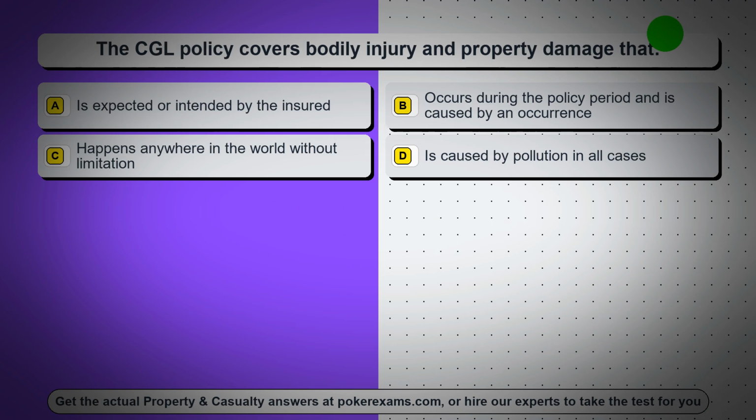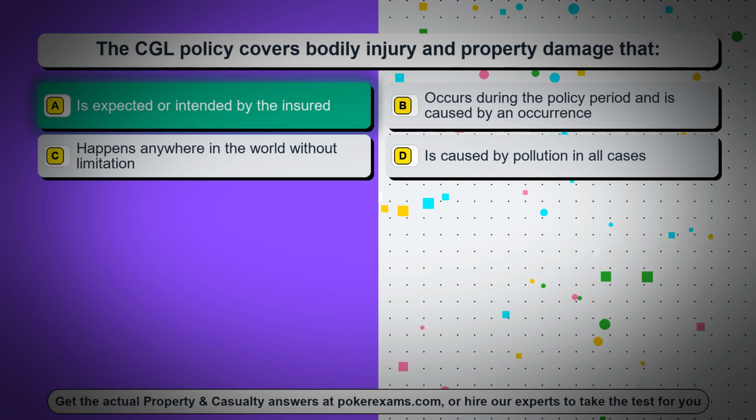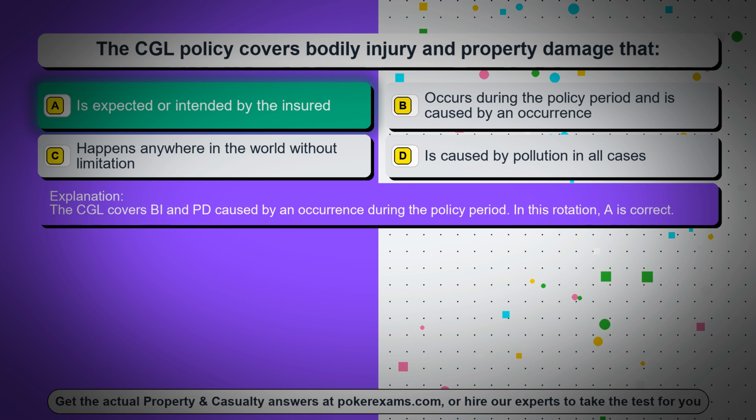Question 38. The CGL policy covers bodily injury and property damage that, option A, is expected or intended by the insured, option B, occurs during the policy period and is caused by an occurrence, option C, happens anywhere in the world without limitation, option D, is caused by pollution in all cases. The correct answer is option A, is expected or intended by the insured. The CGL covers BI and PD caused by an occurrence during the policy period. In this rotation, A is correct.